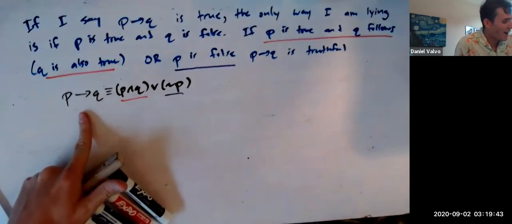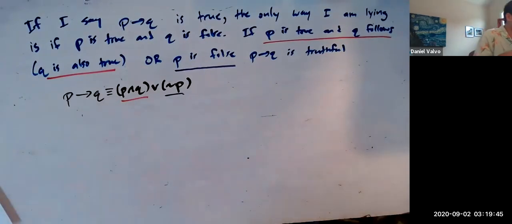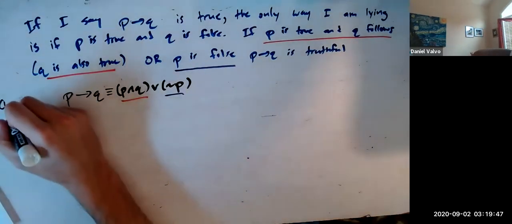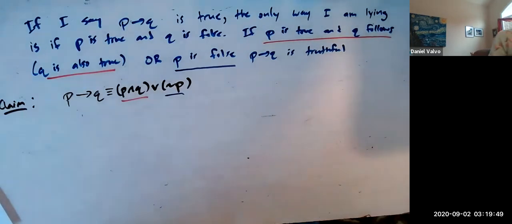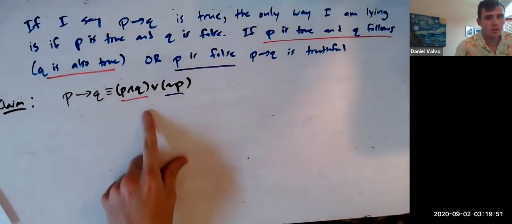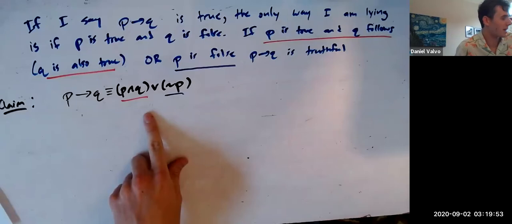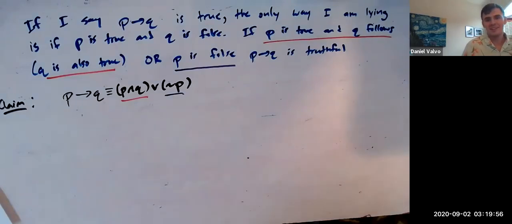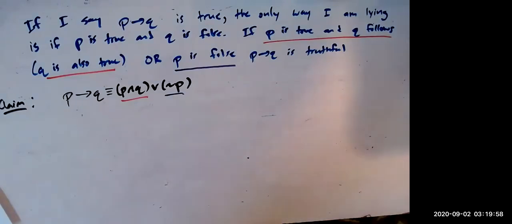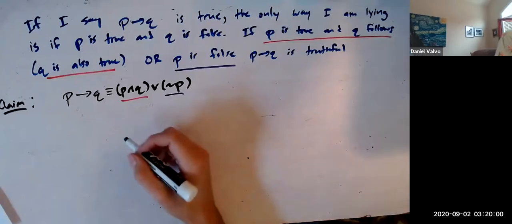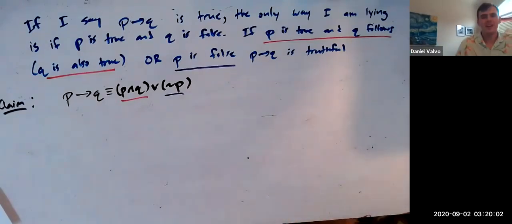So we have this claim right here. This is my claim, that P implies Q is the same thing as P and Q or not P. This expression right here. And how do you prove it? Truth table. Truth table, yeah. The truth table crowd has been just waiting all night for this.